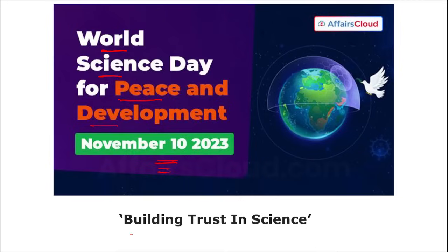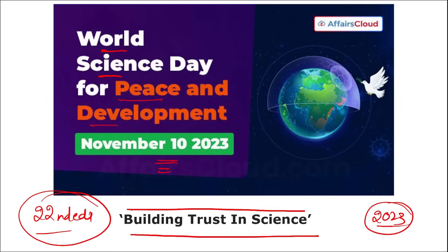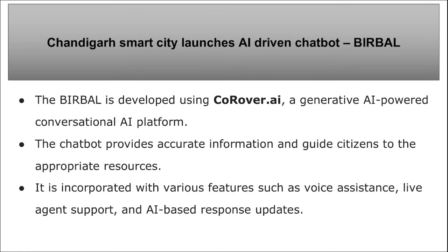There is a theme that is building trust in science. This is the theme for the year 2023, or we can say this was the theme for the 22nd edition of the World Science Day for Peace and Development observed in 2023, building trust in science. And this was observed for the first time in 2002. Next is your state news.